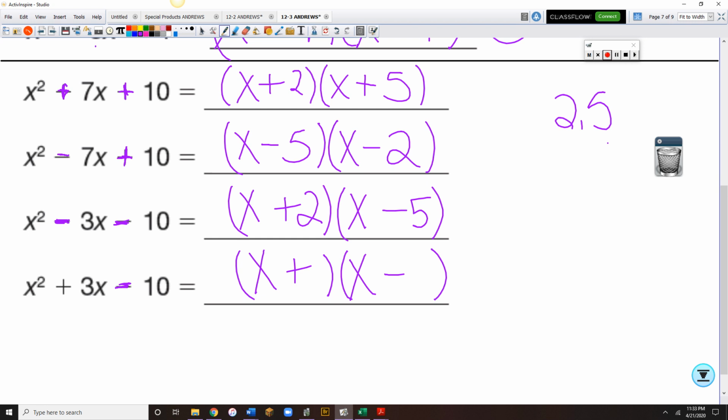In the next example, the 3 is plus. So the 5 goes to the plus sign. Okay, so when you're working through your examples, think about your signs.